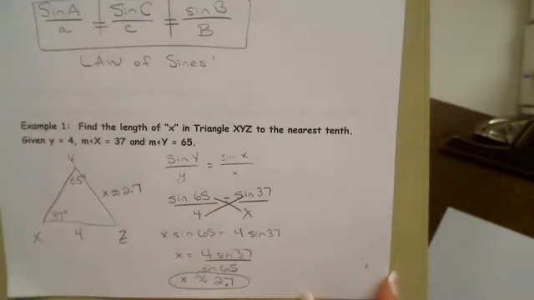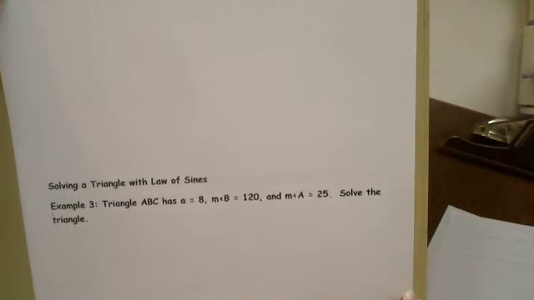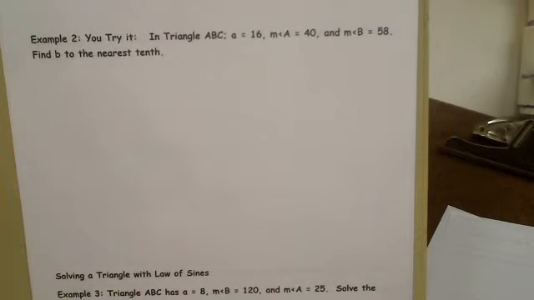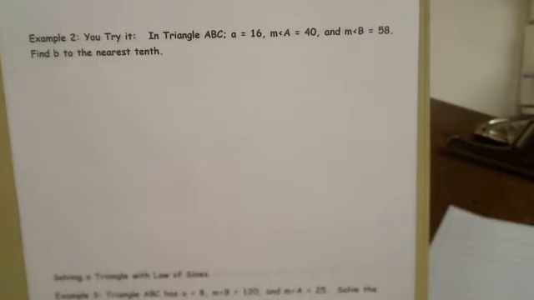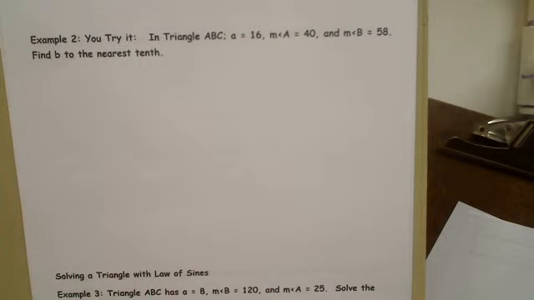Now, in the next example, I want you to try one. We have triangle ABC. Draw a picture and label it up, or do it on the copy if you did the printout. Triangle ABC, little a, side A is 16. The angle A opposite it is 40, and angle B is 58. You're going to find the side little b to the nearest 10th. So pause the video, give it a try, and come back and check.